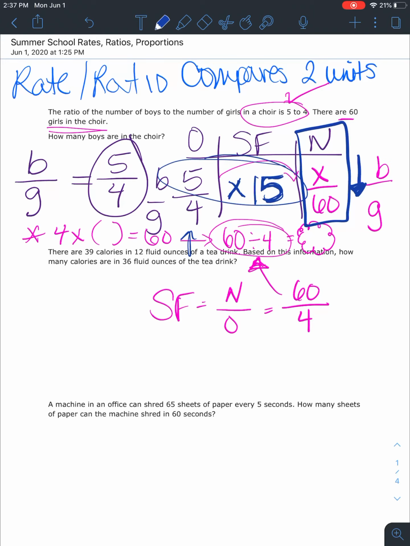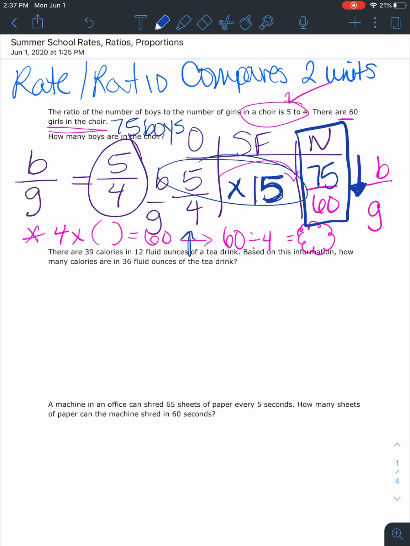I'm going to do this math, which is 5 times 15, which is 75. I'm going to erase that X right there and rewrite this: 75. So we answered the question: how many boys are in the choir? There are 75 boys. Now, if I wanted to check myself, what I know is that the ratio of boys to girls is 5 to 4, and my new scaled up ratio is 75 over 60.